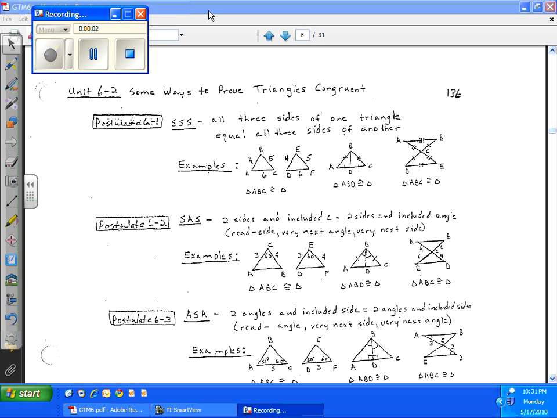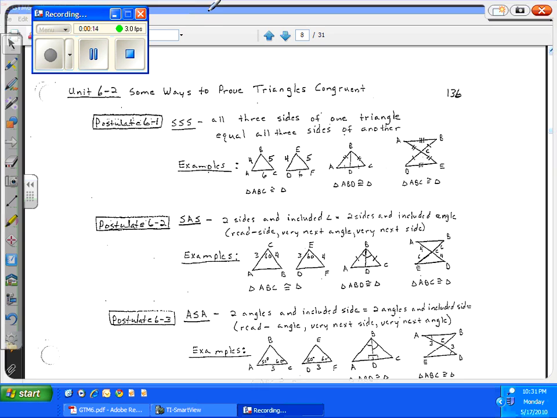Unit 6.2, some ways to prove that two triangles are congruent. We say some ways because we're going to learn a couple more ways later, but anyway. The first three ways that we're going to learn to prove that two triangles are congruent are SSS, side, side, side; SAS, side, angle, side; and ASA, angle, side, angle.